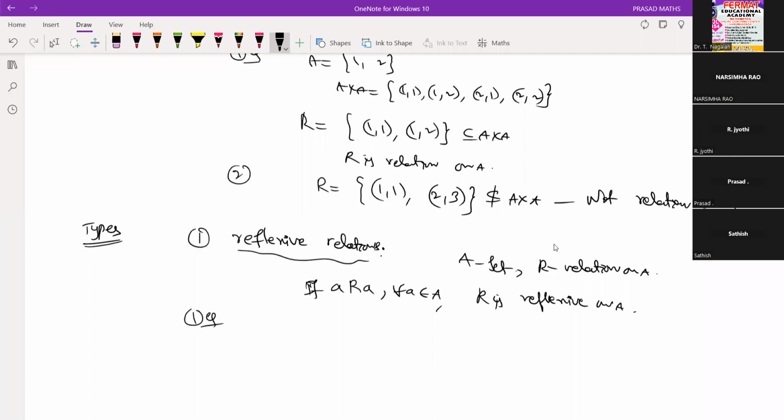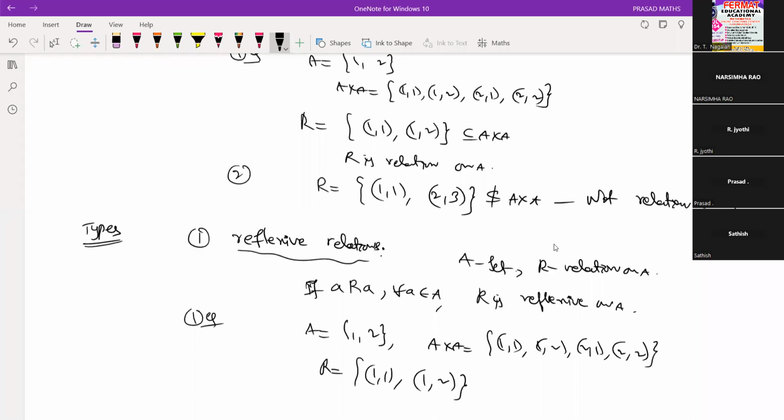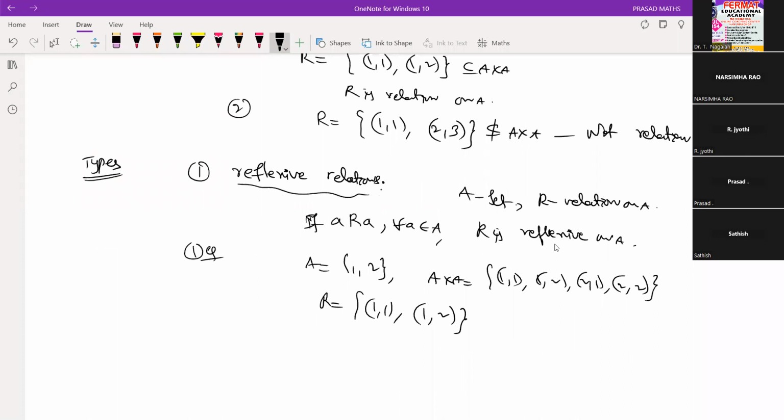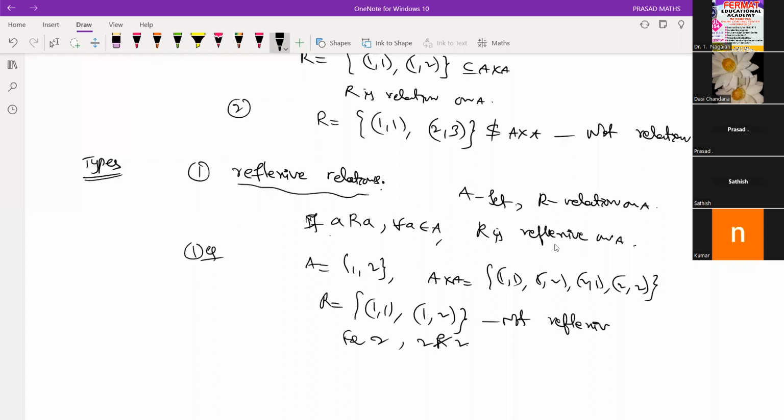For example, take A equals {1, 2}, the same example that you started with. A cross A is (1,1), (1,2), (2,1), (2,2). For example, I consider R equals (1,1), (1,2). Is it a reflexive relation? No, sir, (2,2) is not covered. What is my definition? Any element is related to itself. But 2 is not related to 2 itself. Therefore, it is not reflexive on the set A.